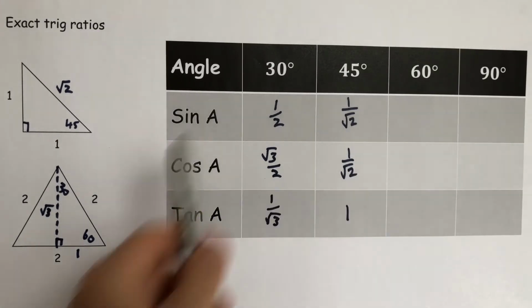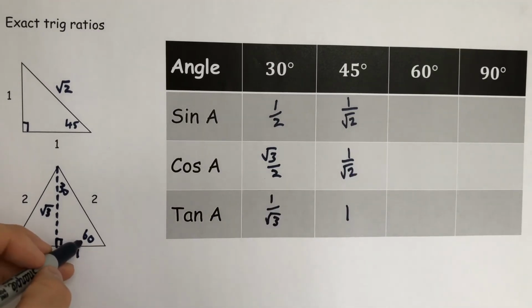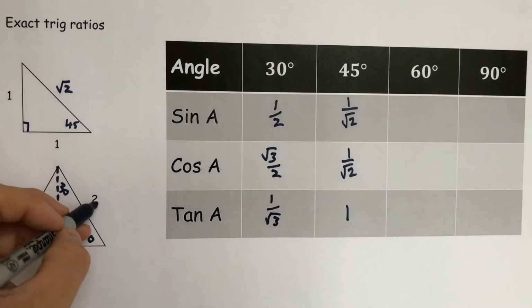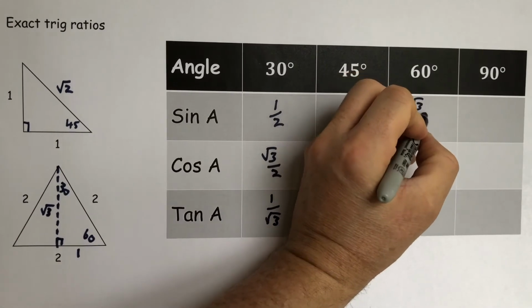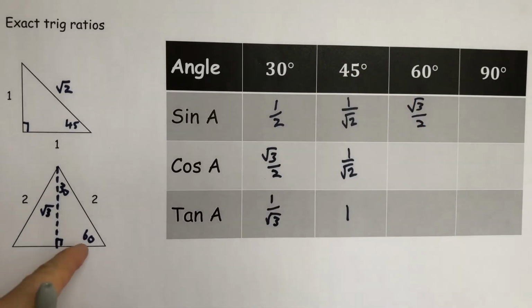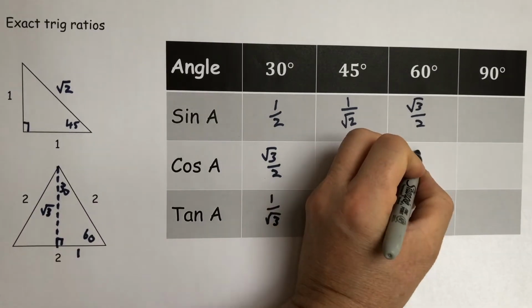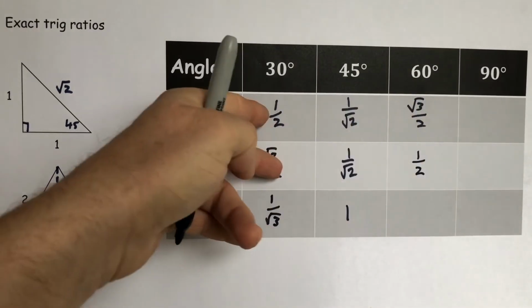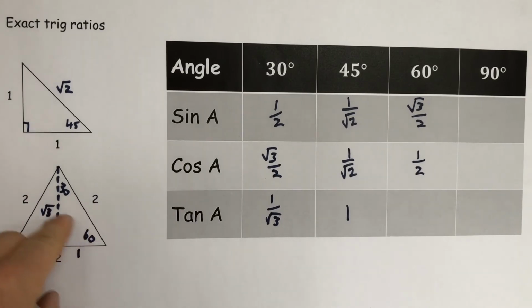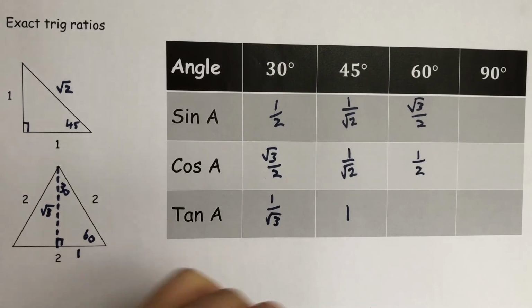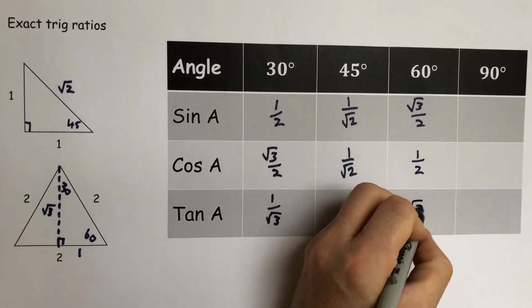As for 60, use the same triangle. Sine of 60 is opposite over the hypotenuse, so square root of 3 over 2. The cos of 60 is adjacent over hypotenuse, so 1/2. So basically, it's the opposite way around for the 30 degrees. And tan is opposite over adjacent, so square root of 3 over 1, which is the square root of 3.